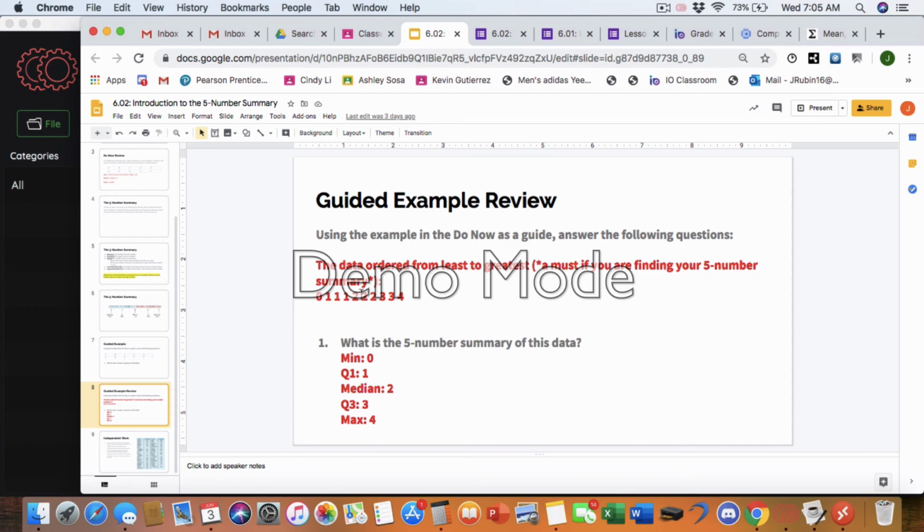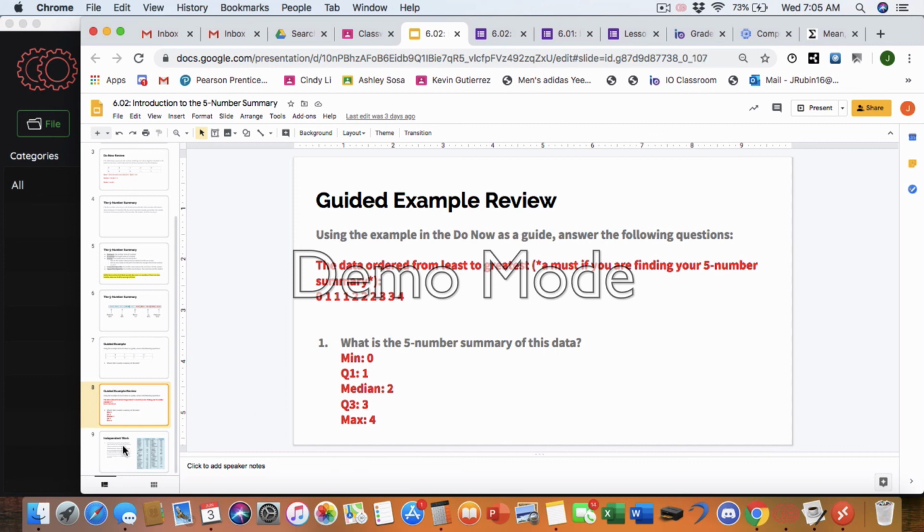So now what's in between these 2's and 0? Well, 1, so that's your quartile 1. And now what about these 2's and 4, which is our maximum? That'd be a 3. So Q1 is 1, Q3 is 3, max is 4.